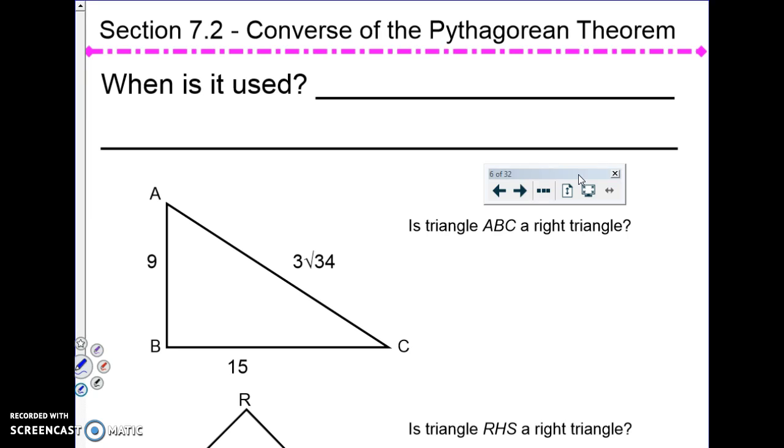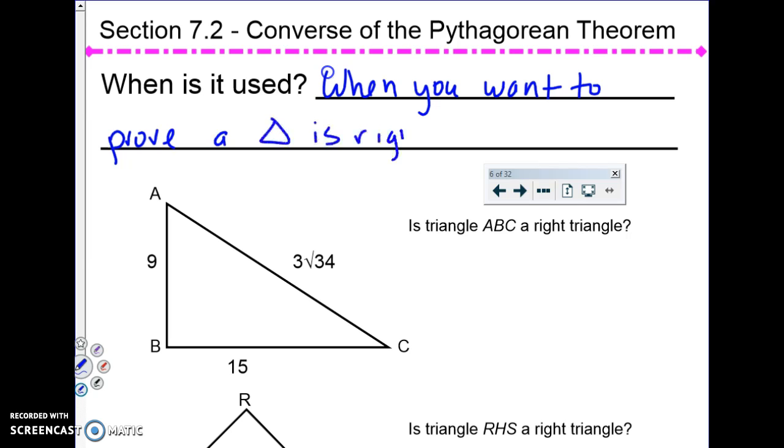So when is it used? When you want to prove a triangle is a right triangle. And we can actually also use it to show when a triangle is acute or obtuse, which we will also go over soon. So this is a classic example right here for you, and we're going to state if triangle ABC is a right triangle or not.